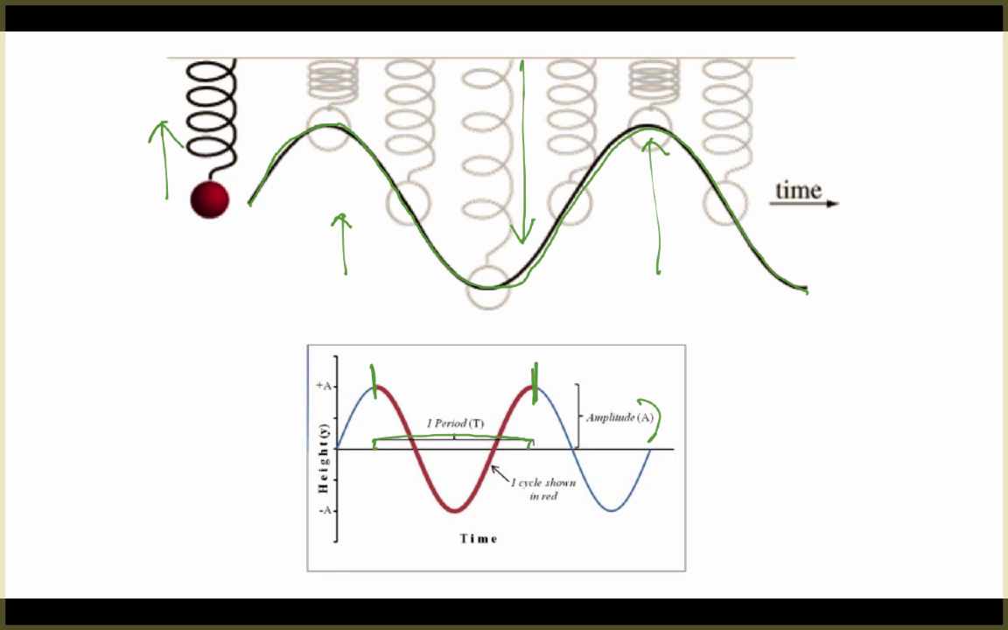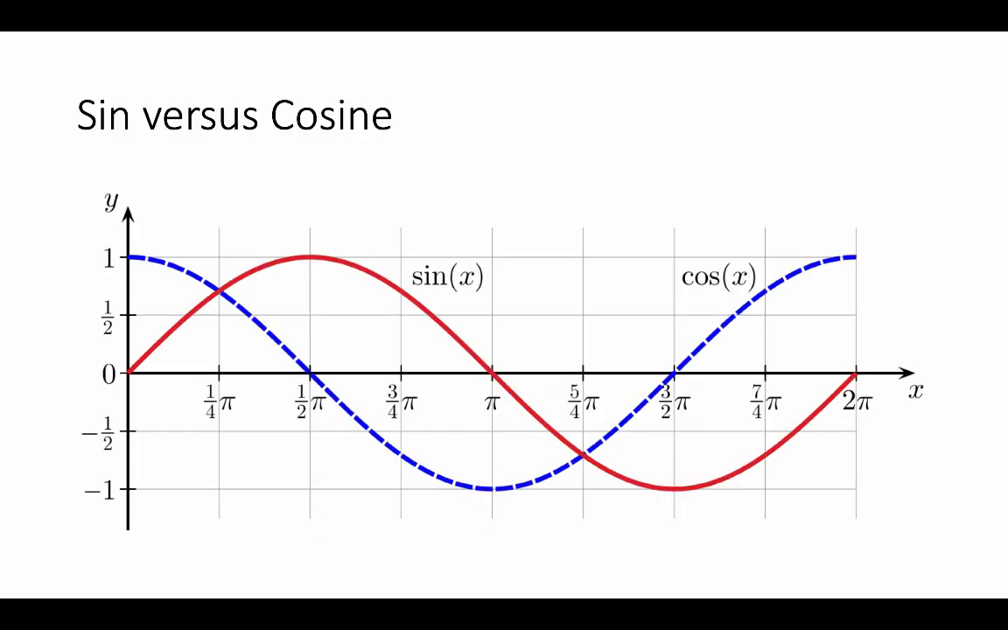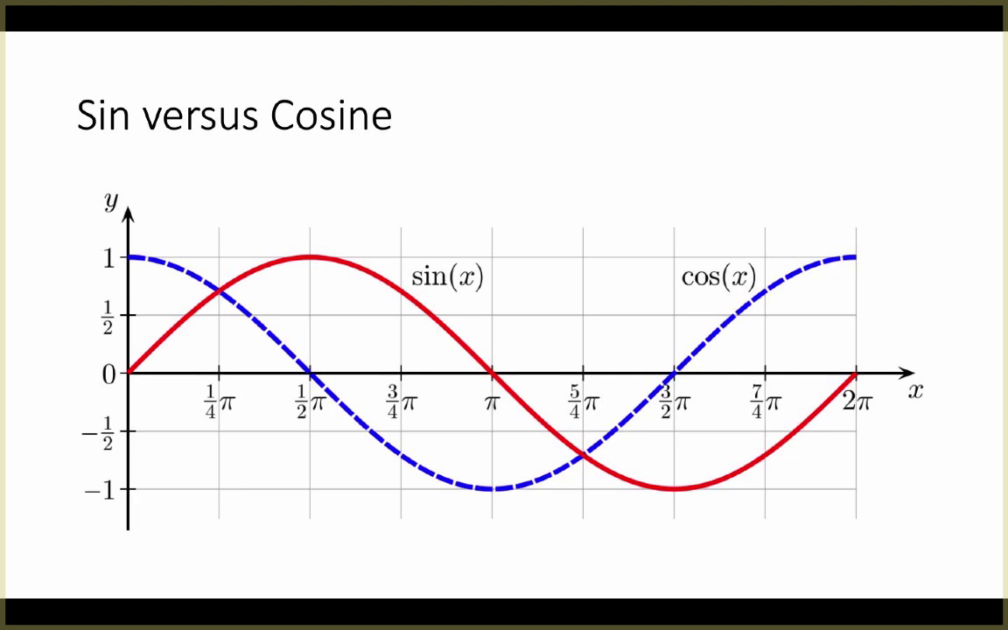And here, they're talking about a period being from the top to the top. It's almost like one wavelength, right? And that a cycle is in red here. Depending on how this moves up and down, you can have it start here. All this is saying is if you have a sine function, it starts and moves up and down like this. If you have a cosine function, it starts at the top and moves up and down like this.